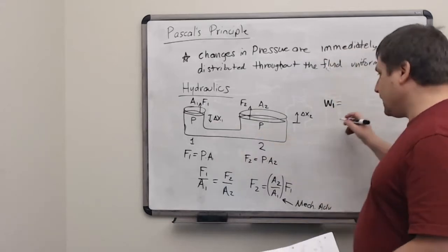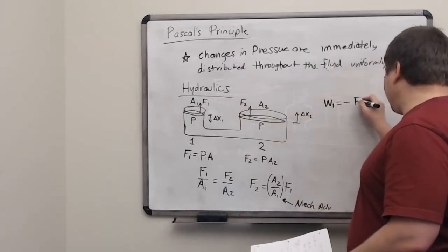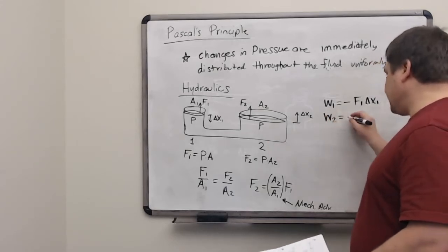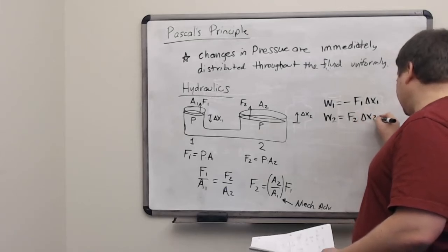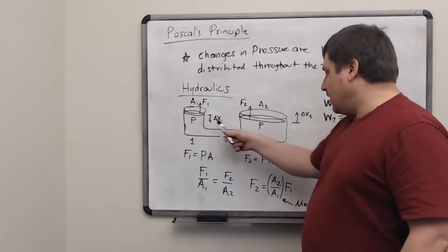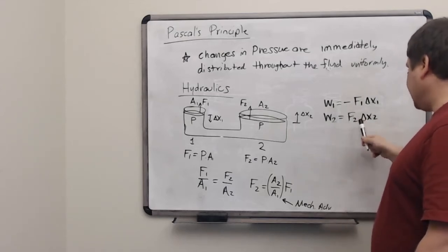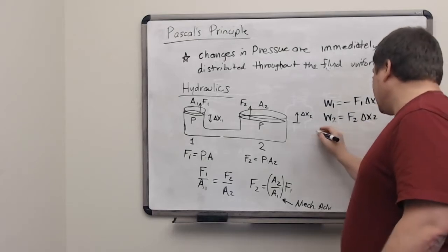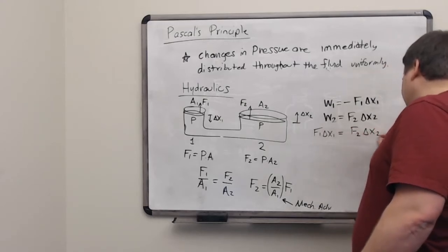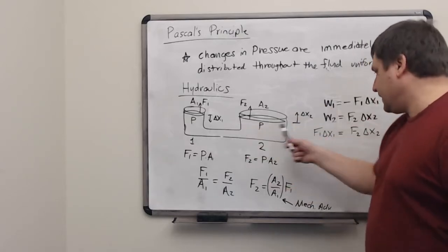So for piston 1, the piston moves down while the force is up. So we have a negative F1 times delta x1. For piston 2, the piston moves up by delta x2 while the force is pointing up. The principle of simple machines was that these work inputs and work outputs have the same magnitude. And we've got the correct sign here, so these two work values must add up to zero. So F1 delta x1 has to equal F2 delta x2 when the forces are both up and the delta x's are defined down for piston 1 and up for piston 2.